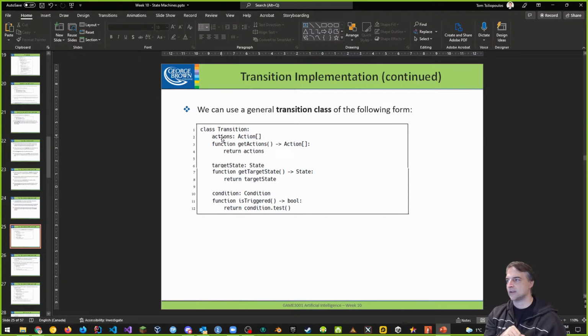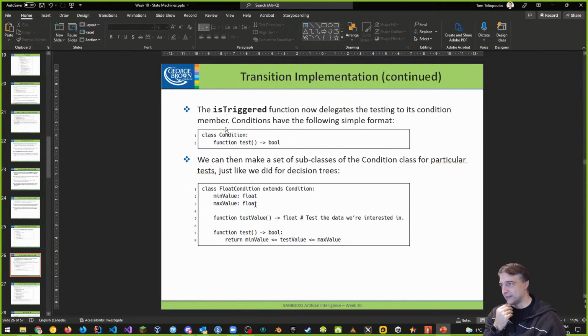So we have an actions variable, an actions array, which is a series of actions. We have a target state, as an example, and we have a condition. And the condition is the thing that's going to change the is triggered function to either true or false. Usually what it does is it takes that condition, we test that condition, and if the condition passes the test, so it's true, then we trigger the transition. And when the transition is triggered, we move to the target state, whatever that is.